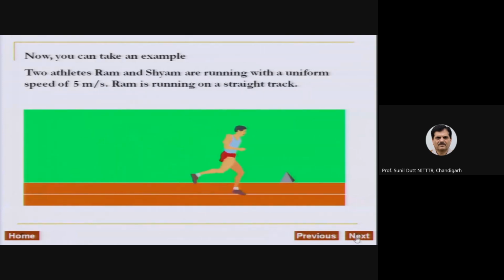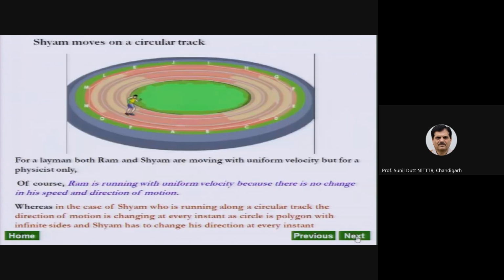Next, now you can take an example. Two athletes, Ram and Shyam, are running with a uniform speed of 5 meters per second. Ram is running on a straight track. Now this animation is here. Shyam moves on a circular track. For a layman, both Ram and Shyam are moving with uniform velocity, but for a physicist, not so.